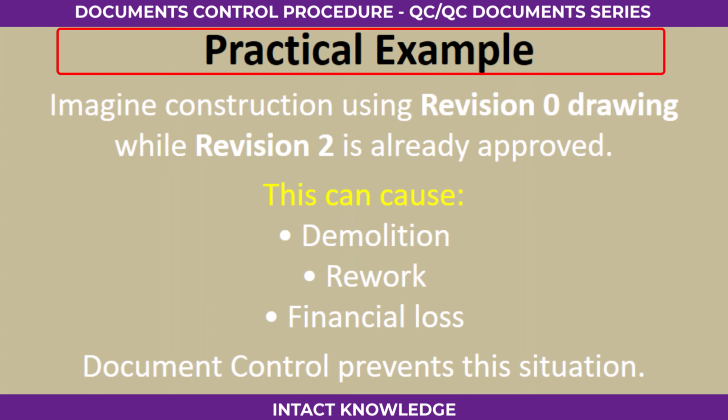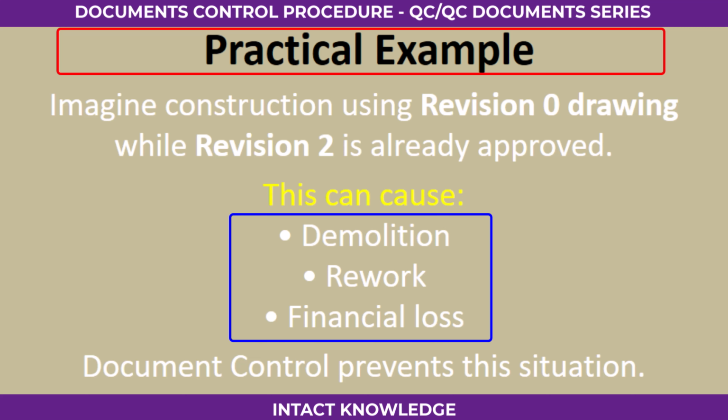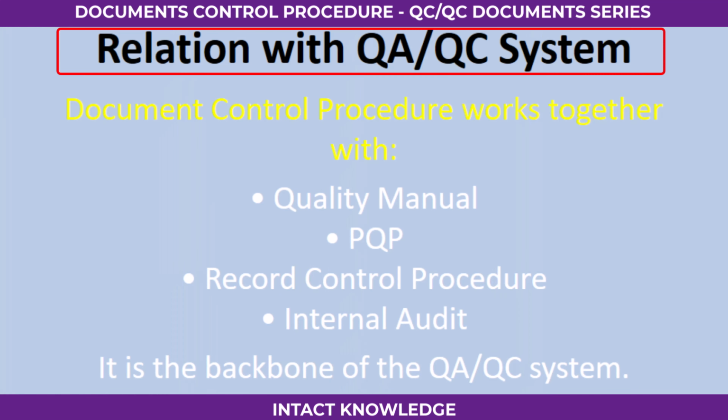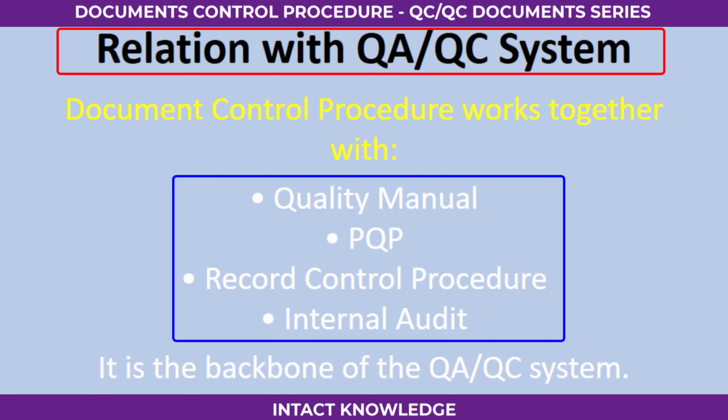Practical example, imagine construction using revision 0 drawing while revision 2 is already approved. This can cause demolition, rework, financial loss. Document control prevents this situation. Relation with QAQC system. Document control procedure works together with quality manual, PQP, record control procedure, internal audit. It is the backbone of the QAQC system.